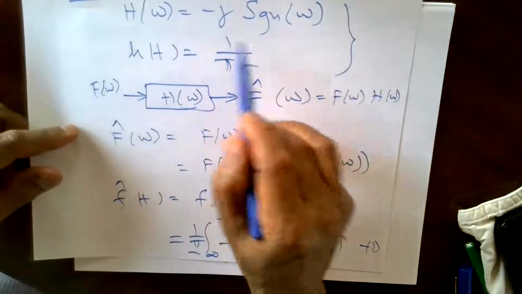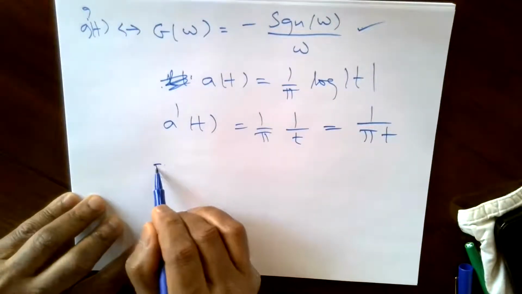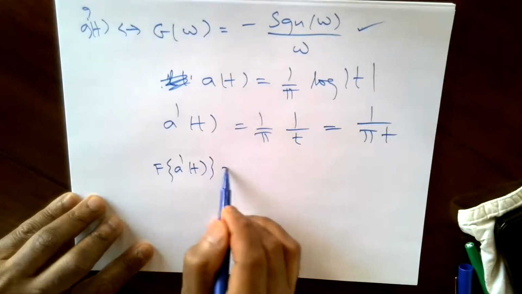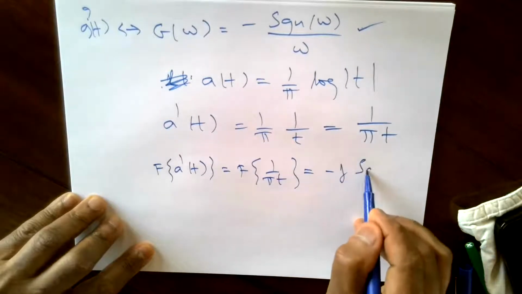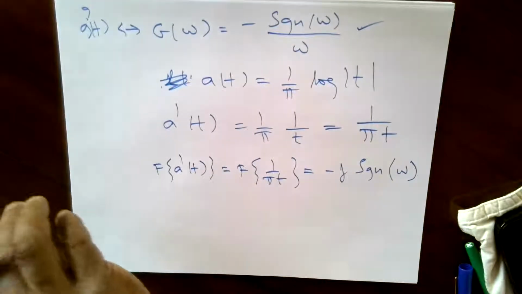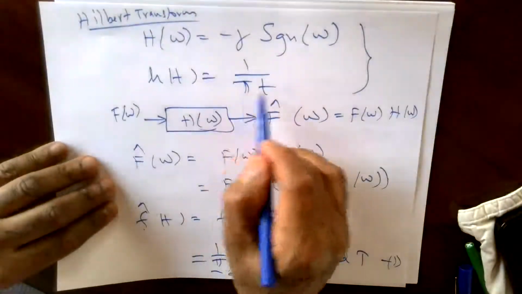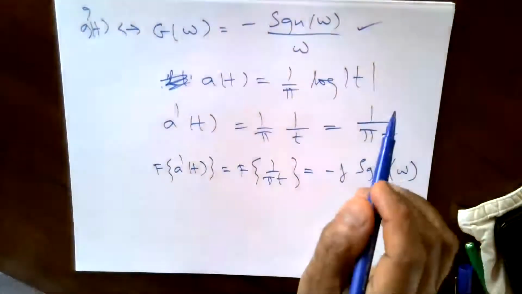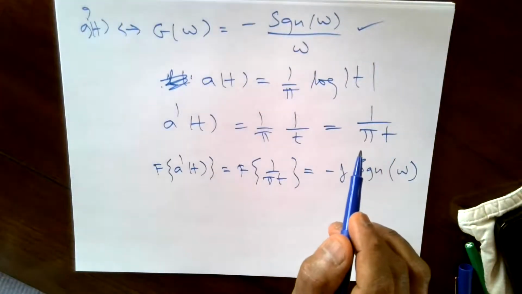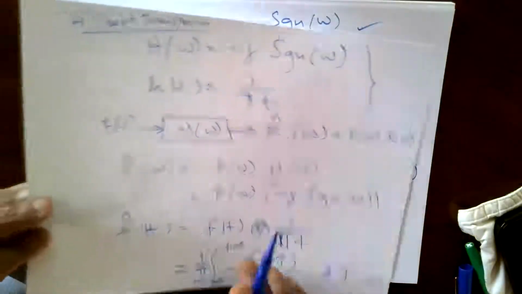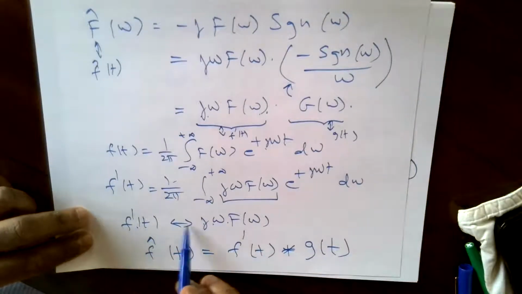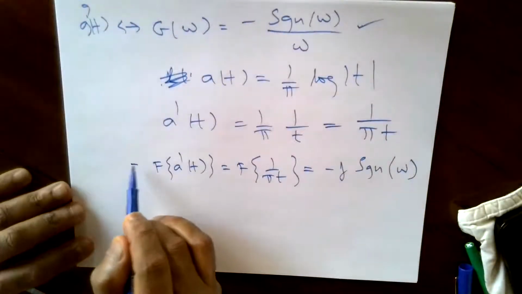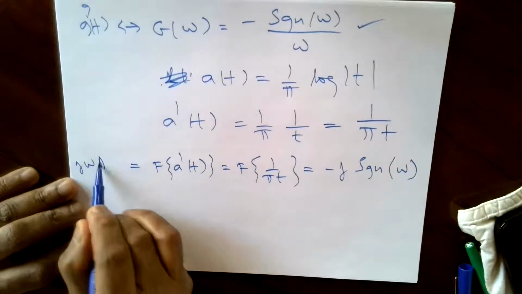So notice it, 1 over pi t has the transform of minus j sine omega. So I'm going to take the transform on both the sides. Fourier transform of A prime t is the Fourier transform of 1 over pi t. But this we know, this is minus j sine omega. From here again, 1 over pi t has the transform of minus j sine omega. And A prime t, we already have it somewhere here. F prime t, the derivative function, has a transform of j omega f omega. So this is going to be j omega a omega.